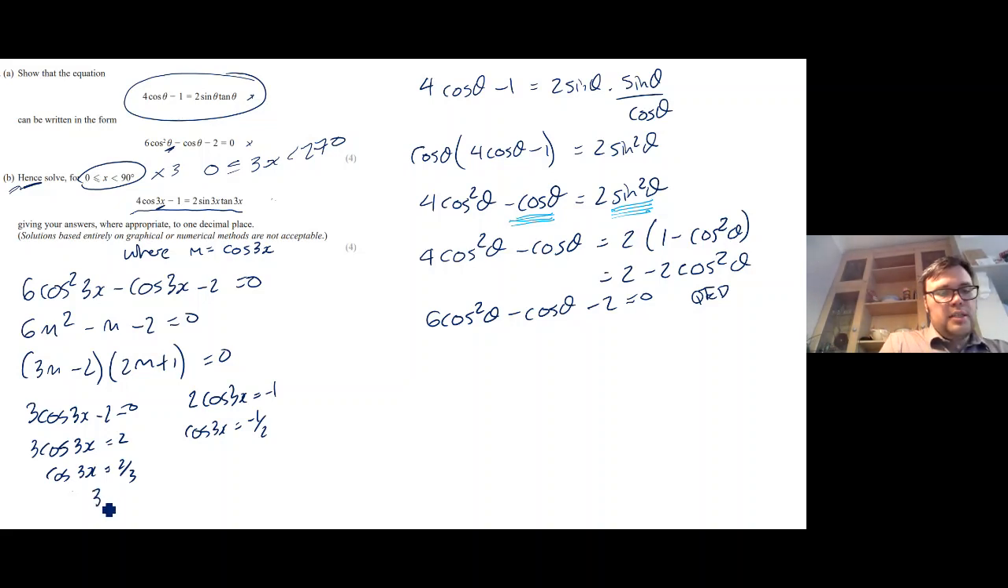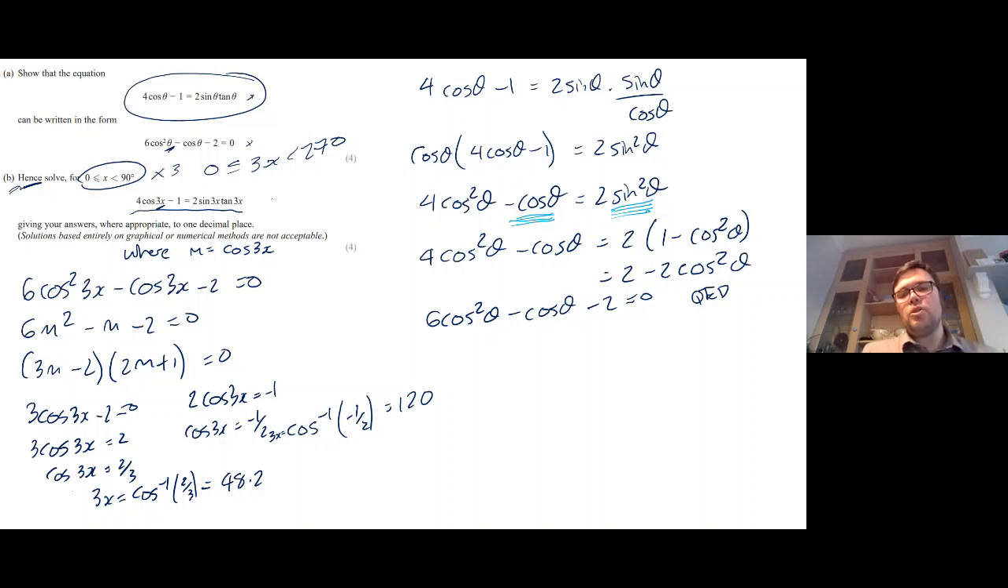So 3x equals cos to the minus 1 of 2/3, which is 48.2. And then for this one, I would do cos to the minus 1 of minus a half, so that's 3x equal to 120. Sorry, squashing, I should put another slide in this one. Again, I'm going to draw a cos graph or sketch it. It doesn't have to be amazing. It just needs to have all the relevant information.